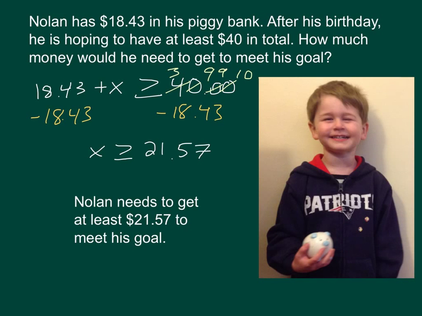And so we could write it something like, Nolan needs to get at least $21.57 to meet his goal. You'll see that once again we've used the phrase at least, like we did up here, because we have a greater than or equal to. We could say he needs to get $21.57 or more. He needs to get greater than or equal to $21.57, $21.57 or above. Any of those things would be fine.